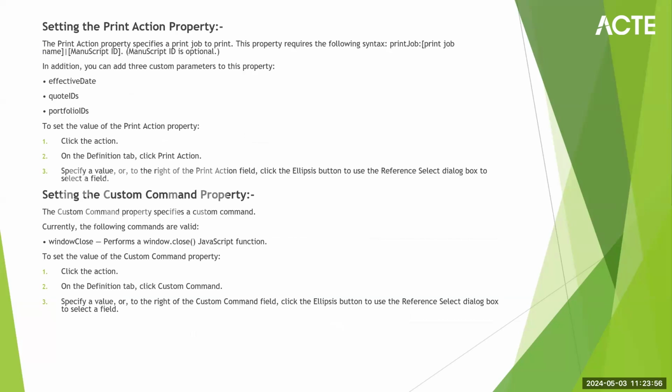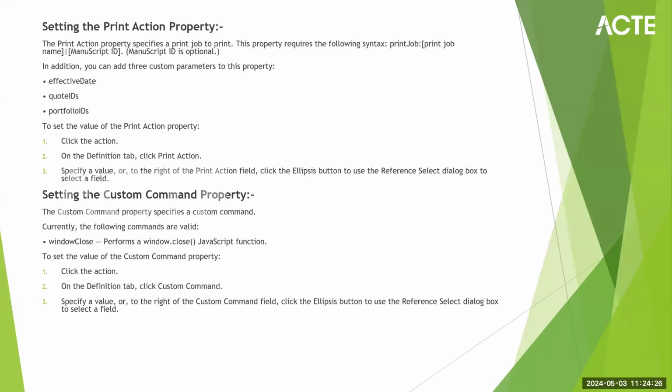Setting the print action property. The print action property specifies the print job to print. This property requires the following syntax: print job colon, print job name, manuscript ID. Manuscript ID is optional. Even if you don't give it, the particular print job name will be executed. In addition, you can add three custom parameters like this.